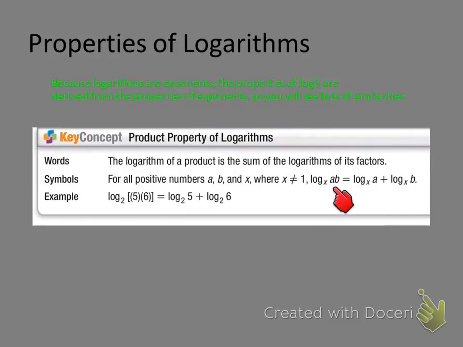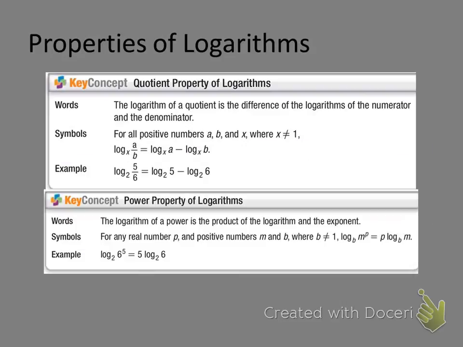So that's what today's going to be. We're going to have two logs on the left side or two logs on the right side, and you're going to use one of these properties to get it down to one log, so that way you can cancel it or switch it just like we did the other day. So the first property is the product property of logarithms, where you have a sum of two logs with the same base. You can rewrite it as one log with a product of those two quantities. For example, log base 2 of 5 plus log base 2 of 6 can be rewritten as log base 2 of 5 times 6, or 30.